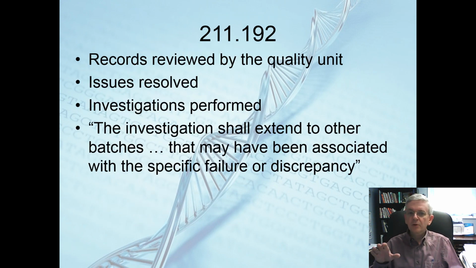Records reviewed by the quality unit. Any batch record is reviewed by the quality unit. Issues have to be resolved. Investigations performed. The investigation shall extend to other batches that may have been associated with the specific failure or discrepancy. This is pursuant to current requirements on investigations. I wanted to make sure you clearly understood that, because if we don't follow that, we have some issues. And we want to make sure if it affects lot 1, that we might have to look at lot 2, 3, and 4 as well.